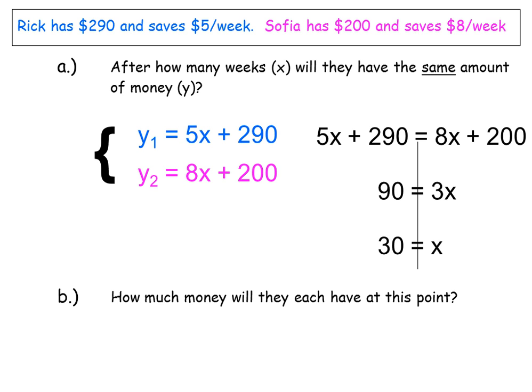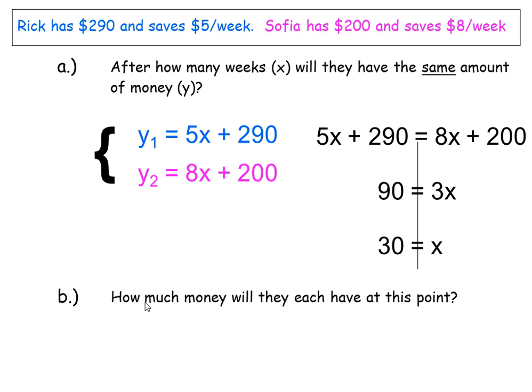I solved that now using algebra. I didn't have to make a list. I didn't have to make a table. I didn't have to write out all the values of how much money they'll have after so many weeks. I didn't have to guess. I used algebra to solve. 30 weeks, they will have the same amount of money by using a system of equations and solving for the variable x. Well, the next question asks how much money are they going to have at that point?